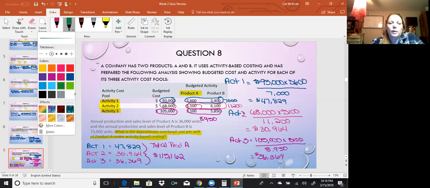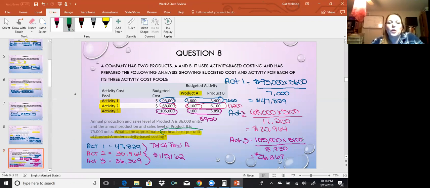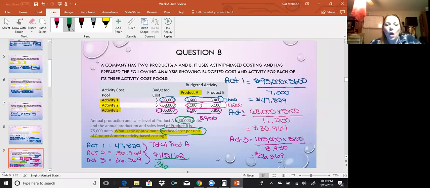We're asked for the cost per unit. We have the total cost, so now we have to take that and divide it by our number of units, 36,000 units. We found the total cost, but not per unit. So it's actually $3.20 per unit.